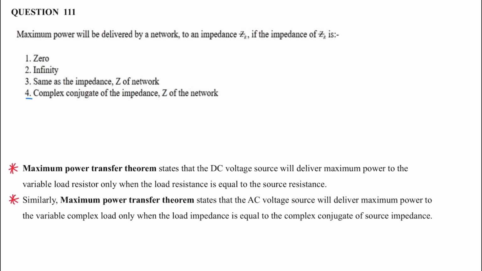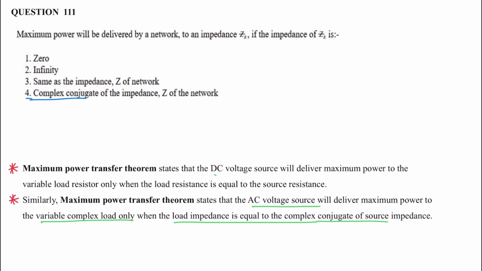Next question. The maximum power will be delivered by a network to the impedance ZR if the impedance ZR is. So this is related to MPT, maximum power transfer theorem. It states that AC voltage source will deliver maximum power to the variable complex load only when the load impedance is equal to complex conjugate of source impedance. So correct answer is option 4.